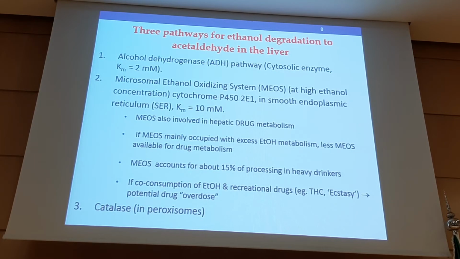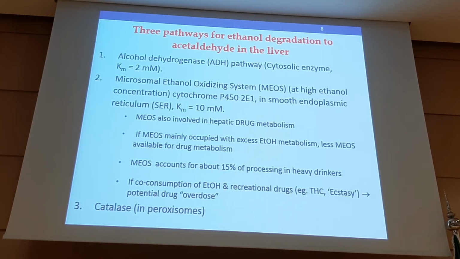What happens is that if the MEOS is busy with ethanol, it does not metabolize the drugs. So what happens? You end up with OD, overdose. And that's how people could die. Even though this is the same dose they've been taking, they mixed it with ethanol. Because the MEOS system is now busy with ethanol, it is not busy detoxifying the drugs. But that also applies to many drugs that people take for treatment. It's not only for illegal drugs, but also for treatment.